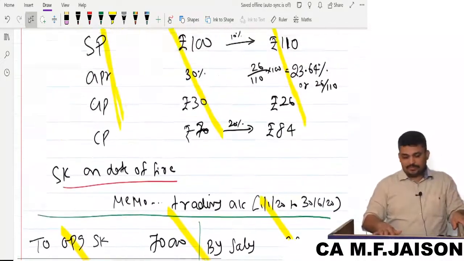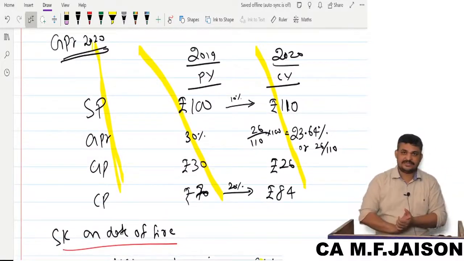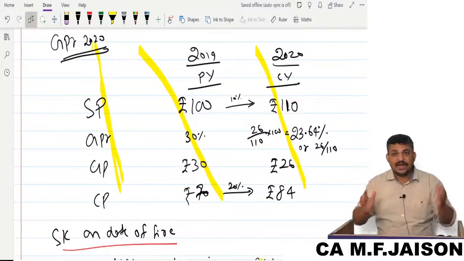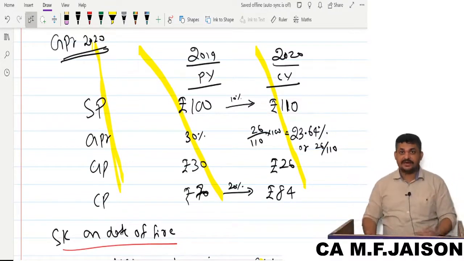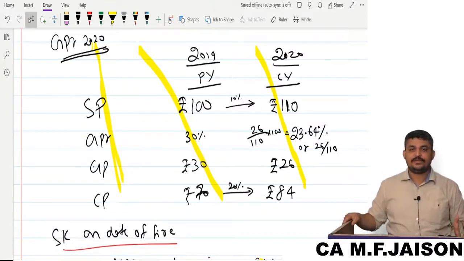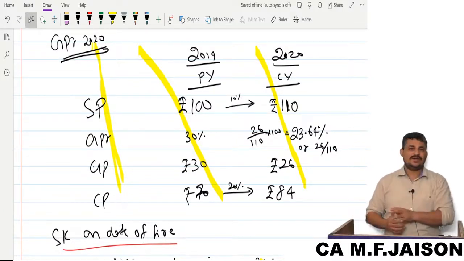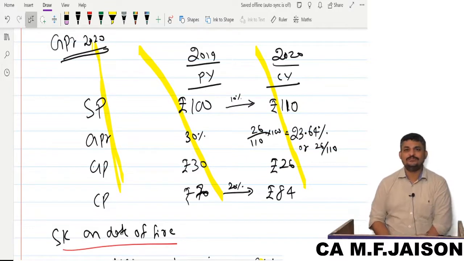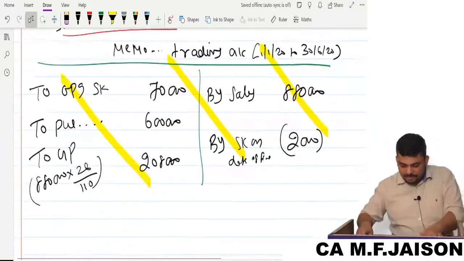My dear friends, whatever you did, converting from previous year GPR into current year GPR, is correct. But you should now be aware of a fact that in the current year there will be 2 GPR. What is that, sir? I don't understand. What is 2 GPR? It is this opening stock, my dear friends.